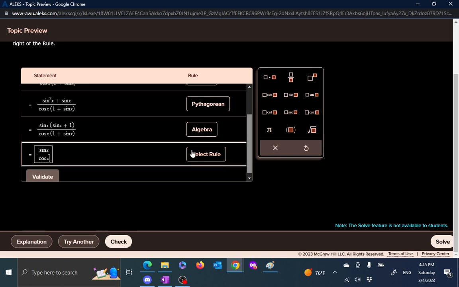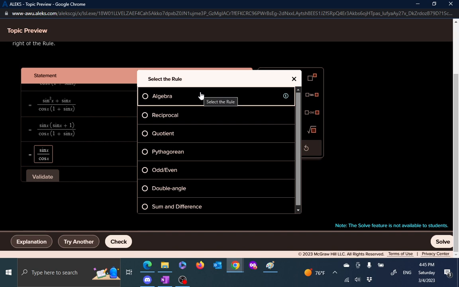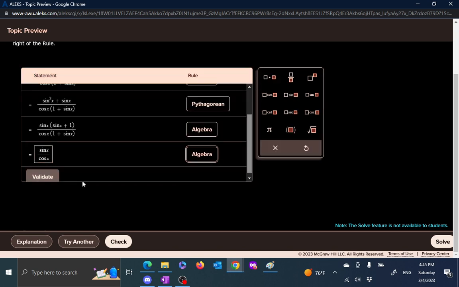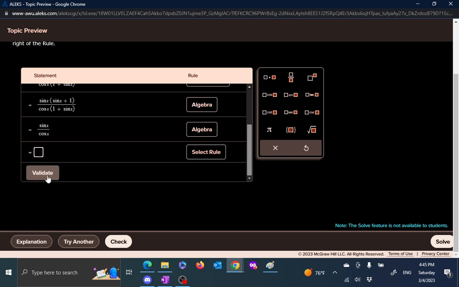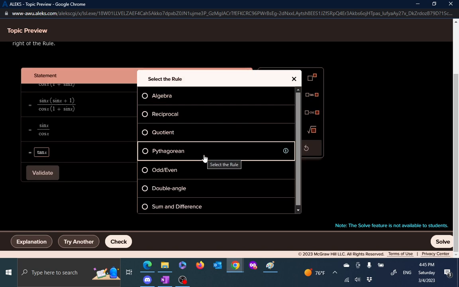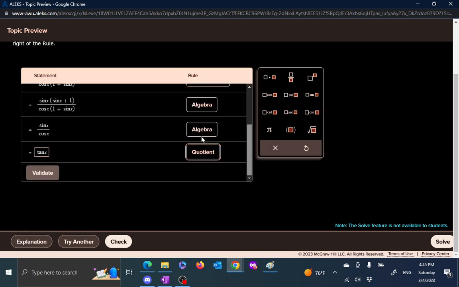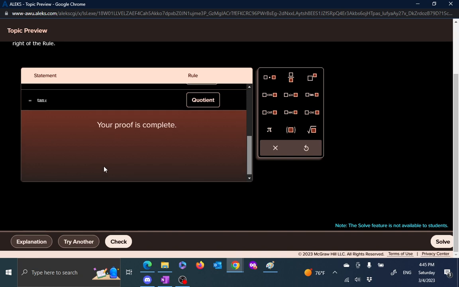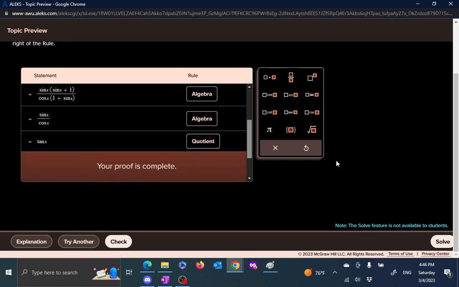Now these two factors are the same, sine x plus 1 or 1 plus sine x, they're the same thing, of course. So I am gonna do simplification. So what is left is sine of x over cosine of x, and that is another algebra step. Next, sine of x over cosine of x is just tangent of x. And what rule is that? That is the quotient rule. So let's see. So it looks like we are done.